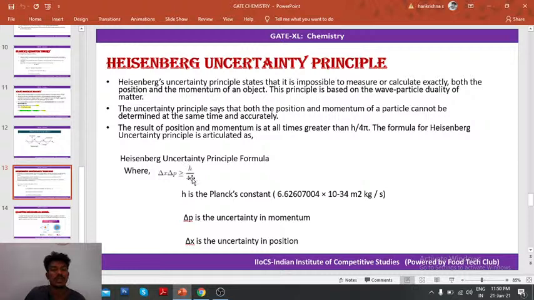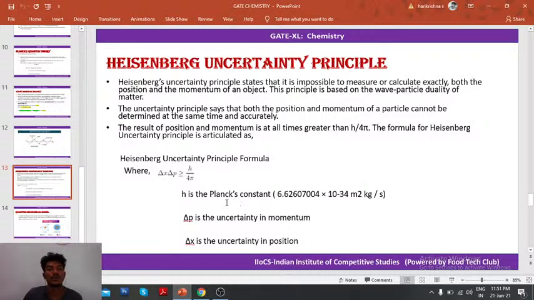The change in position and change in momentum will be greater than or equal to h by 4 pi, where h is Planck's constant and pi is 3.14. Here h is Planck's constant, the value is 6.626 into 10 raised to minus 34. Here x is the uncertainty in position and p is the uncertainty in momentum. So this is how we explain the Heisenberg uncertainty principle.